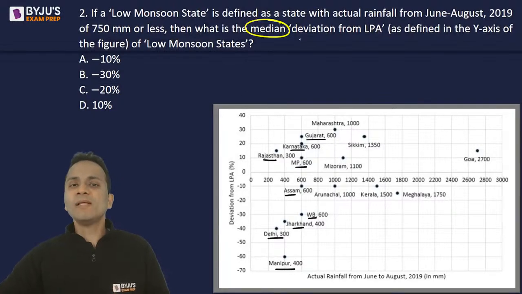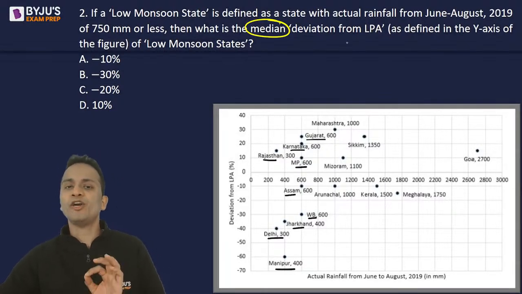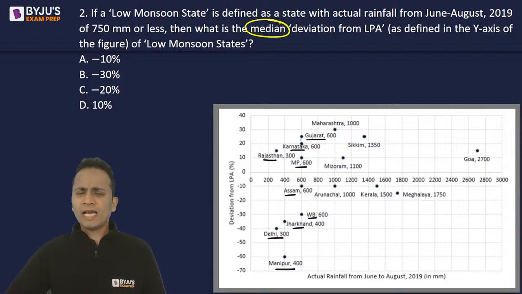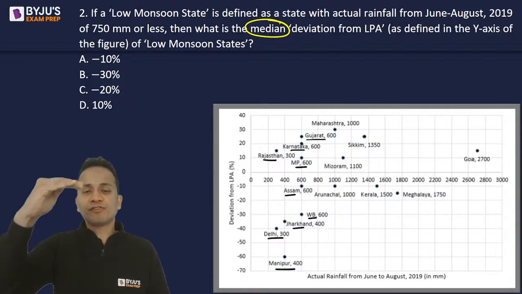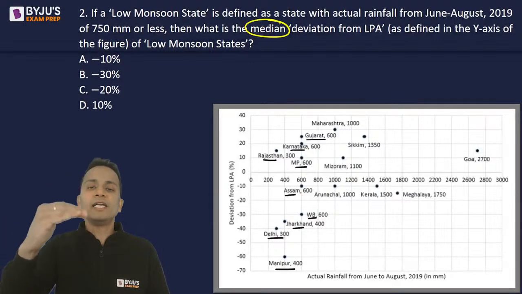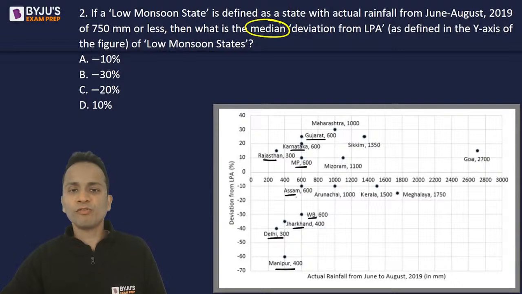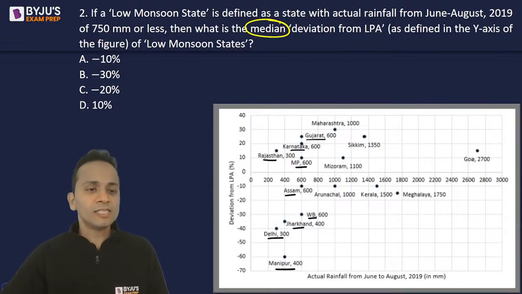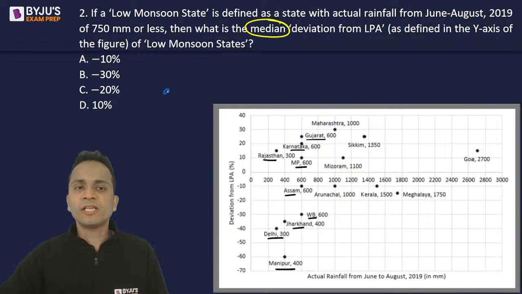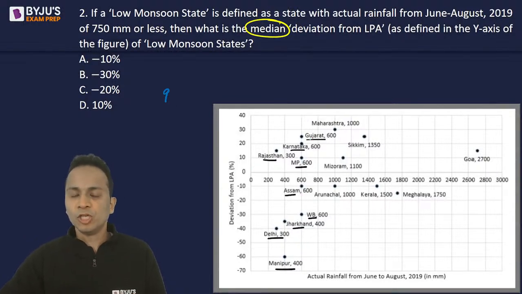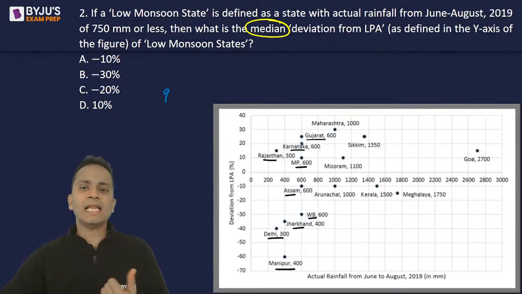Then, what is the median deviation from LPA of these 9 states? As I can see in this graph, they are already arranged in decreasing or increasing order. Since there are 9 states, the middle one, the fifth from the bottom or the fifth from the top, will be the answer. So I will leave 4 from the top and 4 from the bottom, and I'll get the middle one.